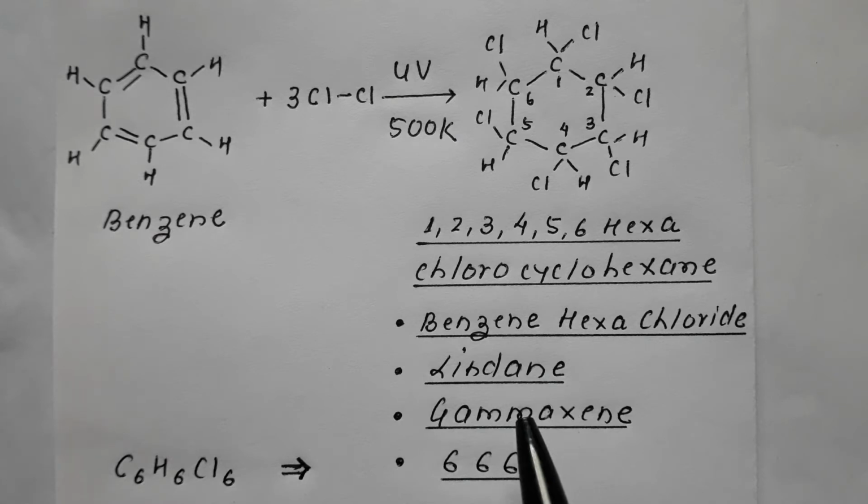Now because of its formula, it is C6H6Cl6. It was C6H6 and 6 Cl attached. So the final compound is C6H6Cl6. So it is also termed as 666. So lindane is another name, gammexane is another name, 666 is another name of this benzene hexachloride, that is hexachlorocyclohexane.